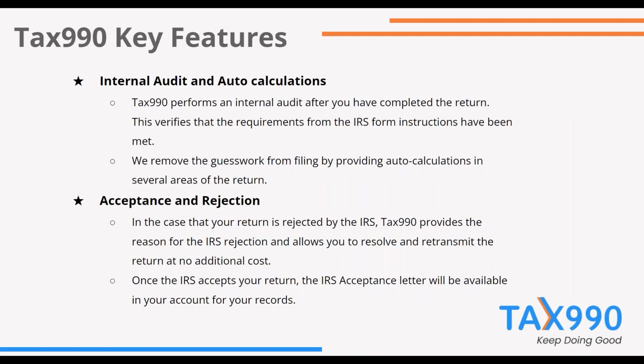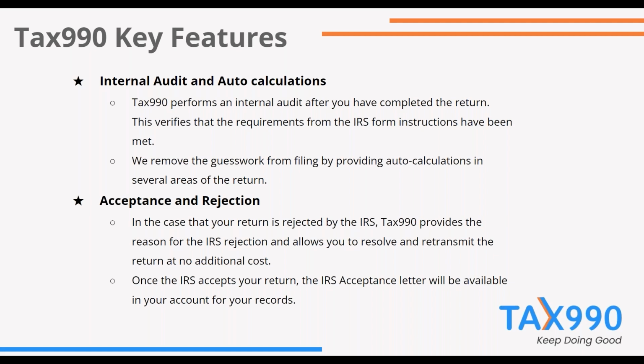Tax990 has some really great features that we offer to help ease the process and keep your records in order for you and help you year after year with filing those returns. So with Tax990, we perform an internal audit after you've completed the return, and this verifies that the requirements from the IRS form instructions have been met. The audit helps verify that your calculations are accurate and the necessary schedules are generated.